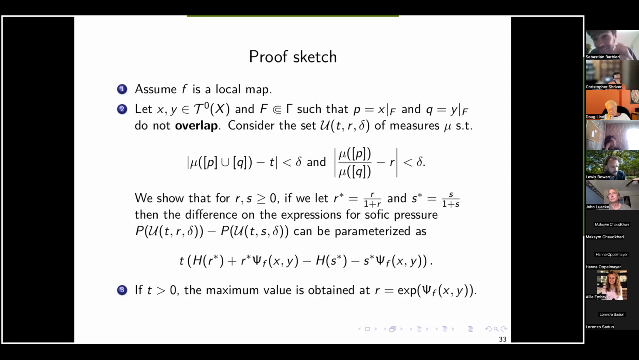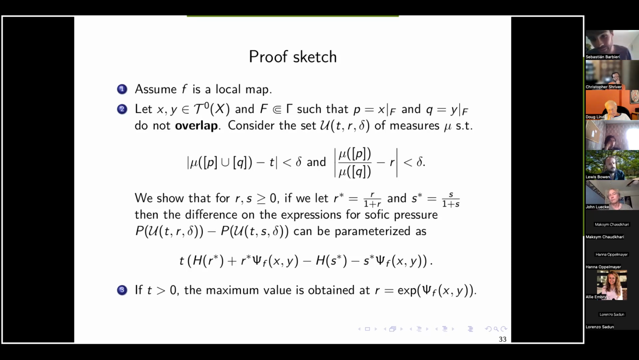Okay, so essentially I move to a very, very local space. I try to replace occurrences of X by Y, and I try to see how that changes the sofic pressure. And I can exactly compute how it's going to differ when I move these terms.